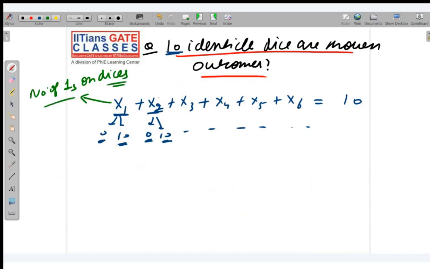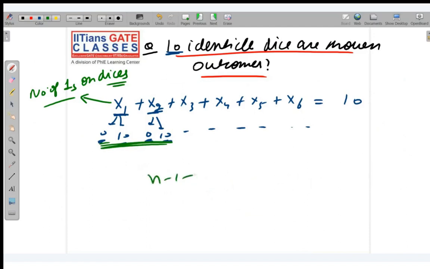So number of ones, number of twos, number of threes, and so on. This should be equal to 10. Now I think it's clear. And what is the constraint? Minimum 0 and maximum 10, they can take this. So indirectly there is no constraint. Only one constraint, that is no negative integral solution.